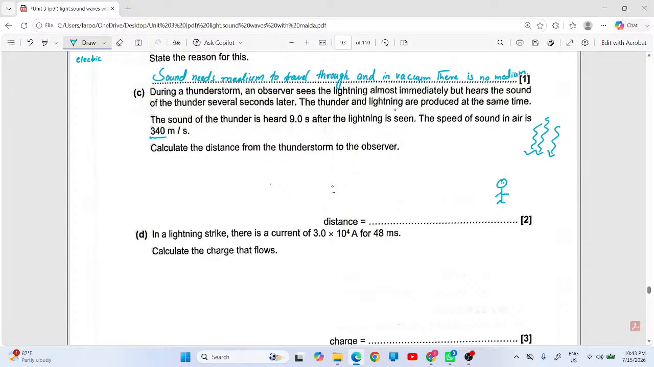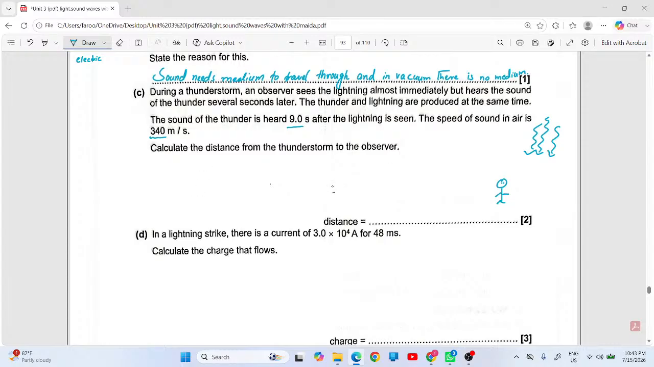The thunder and the lightning are produced at the same time. The sound of the thunder is heard after the lightning is seen. Speed of sound in air is 340 meters per second. Calculate the distance from the thunderstorm to the observer.